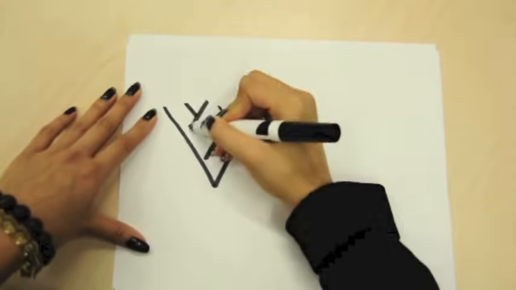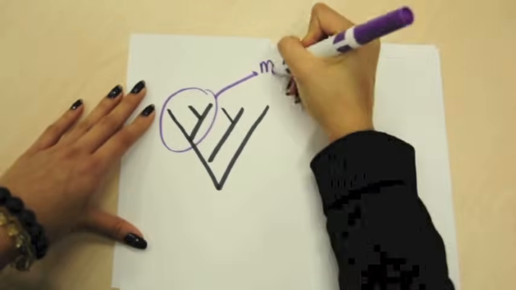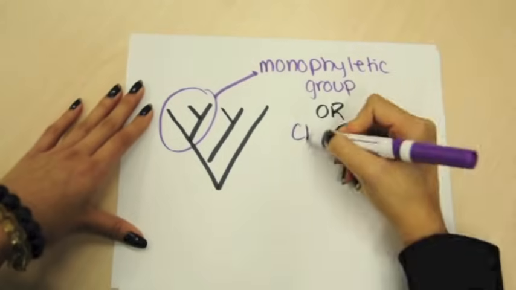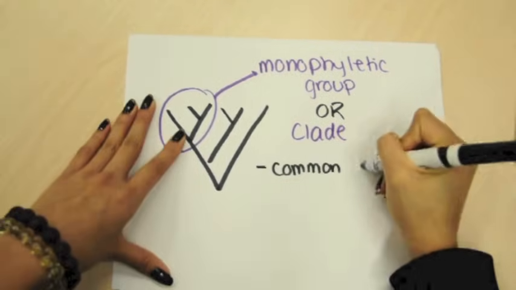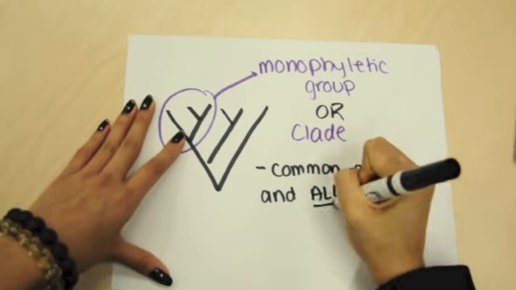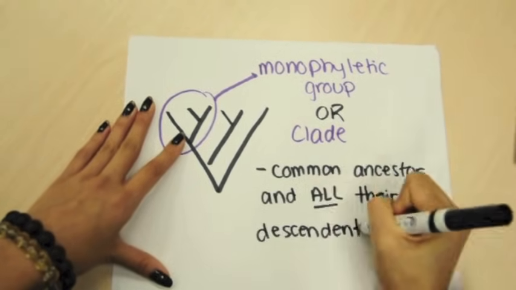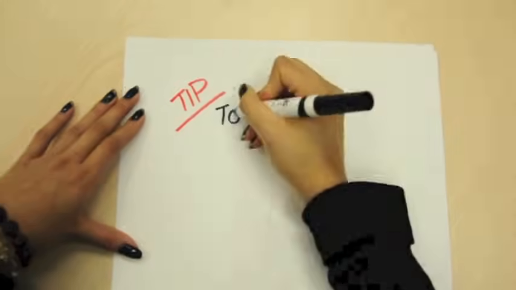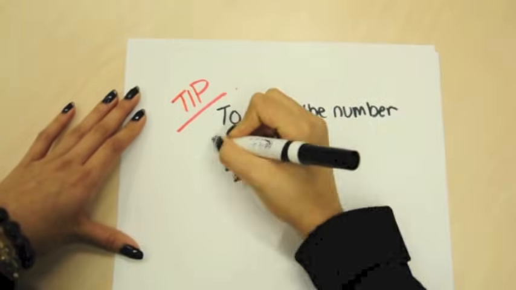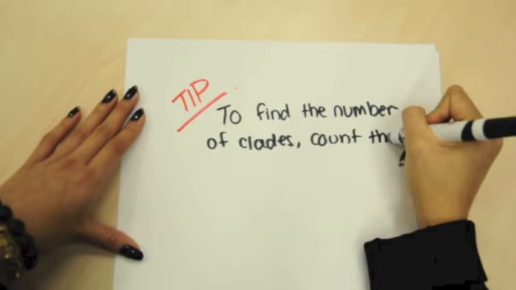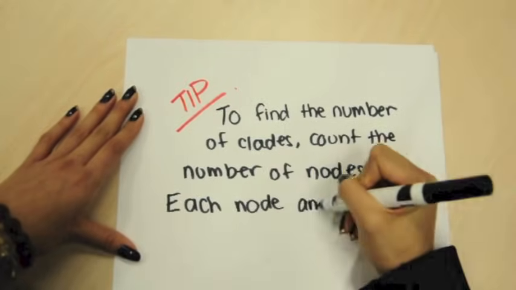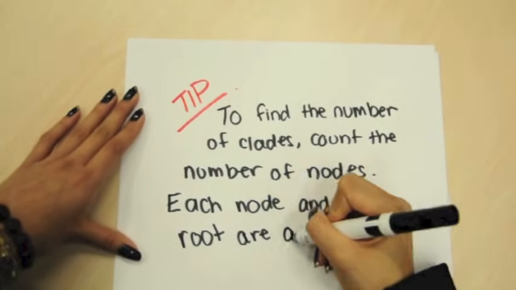Within an evolutionary tree, there are different groups. This is a monophyletic group. It can also be called a clade. Monophyletic groups and clades show the common ancestor in all of their descendants. As a helpful tip, to find the number of clades, count the number of nodes. Remember, each node and their root are a common ancestor, so the number of nodes is equal to the number of clades.